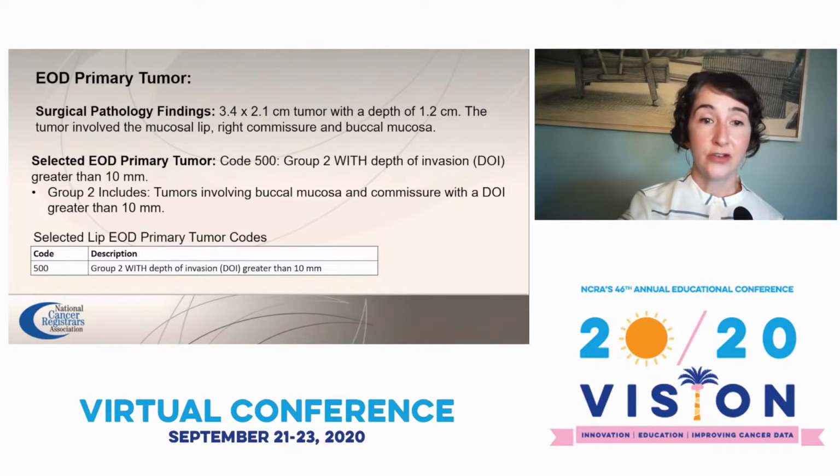So the selected EOD primary tumor code is 500 for this case because the group was 2, the tumor involved the buccal mucosa and the commissure, and the depth of invasion was greater than 10 millimeters. It was 1.2 centimeters or 12 millimeters deep.